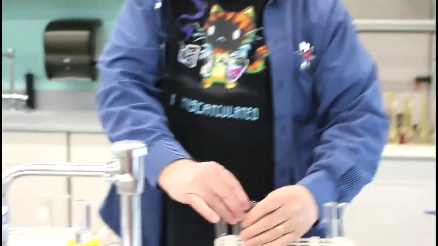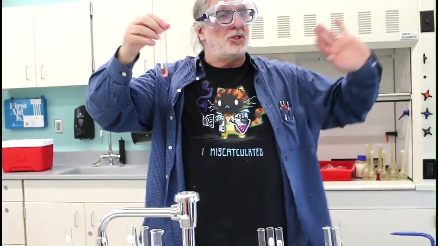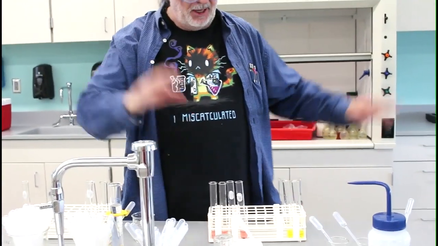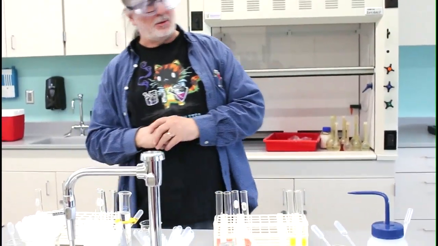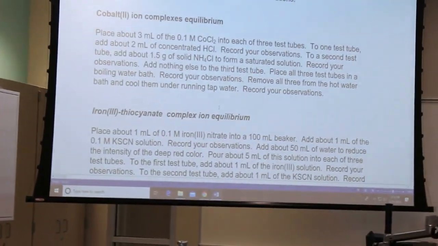We did it in a 4th test tube, again, just as a control. This one is just going to sit in the rack and stay at room temperature, not going to add anything to it. Let me go to the procedure again now. To one test tube, add about 2 milliliters of the concentrated HCl, which is here, with a 2 milliliter dropper pipette.